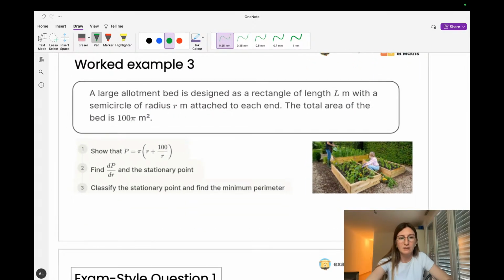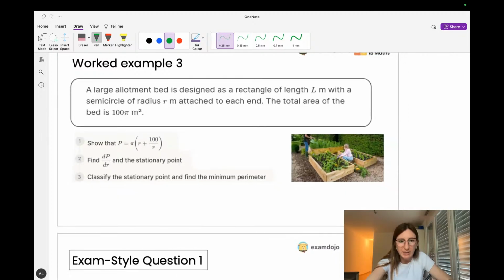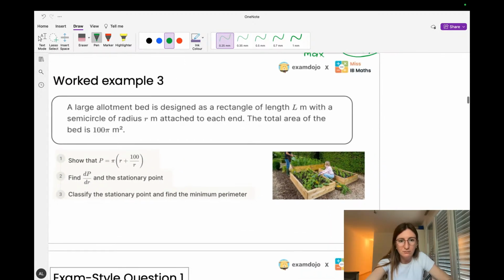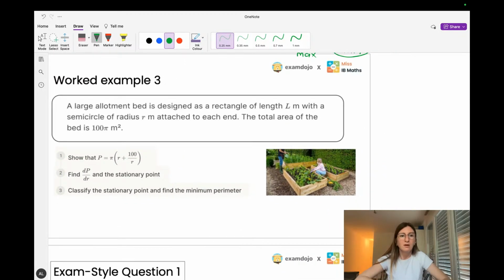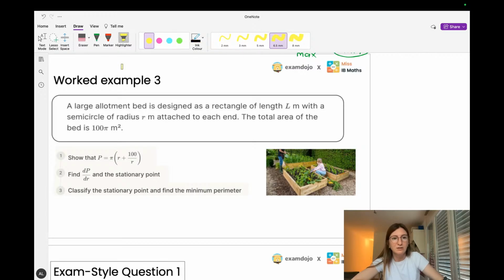All right. Oh, don't have a lot of space. Maybe there. Okay. A large allotment bed is designed as a rectangle of length L meters with a semicircle of radius R meters attached to each end. The total area of the bed is 100 pi meters squared. So this is the clue that we're looking for. That's the information that's going to help us.